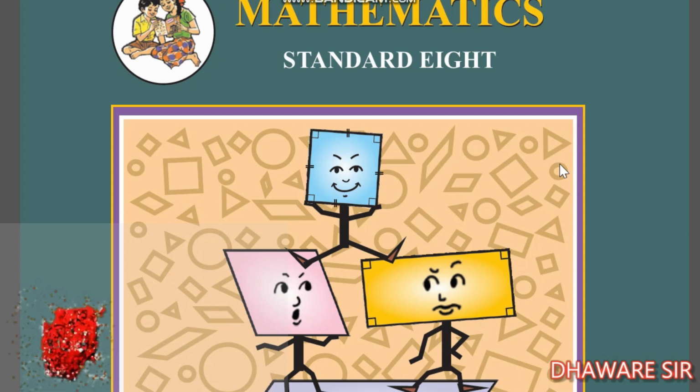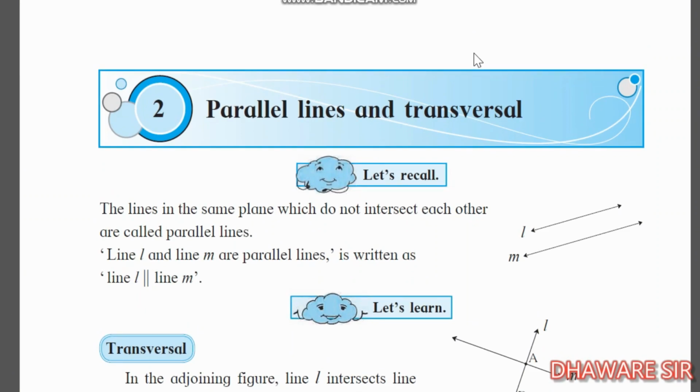Namaste friends. Today we are going to learn Mathematics Standard 8. Friends, we are going to learn parallel lines and transversal. First of all, we know about lines, then parallel lines and the transversal.